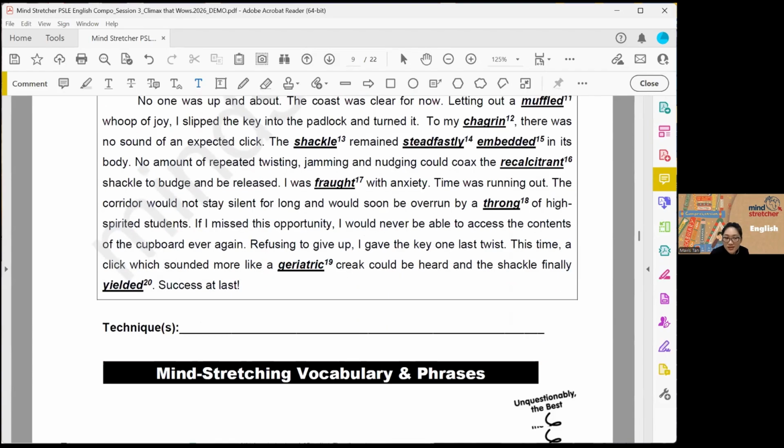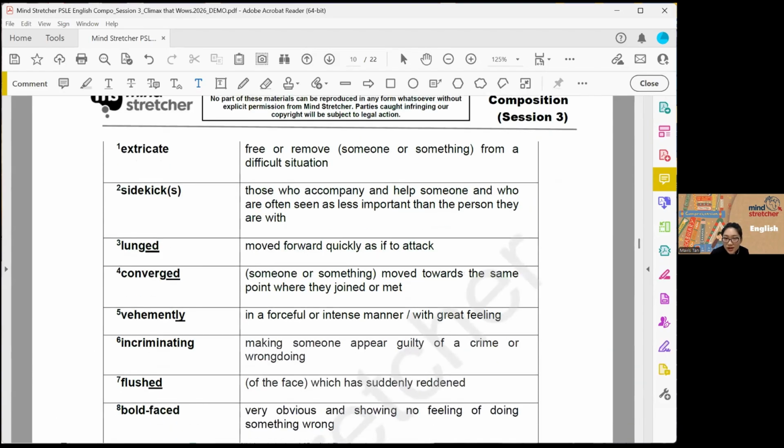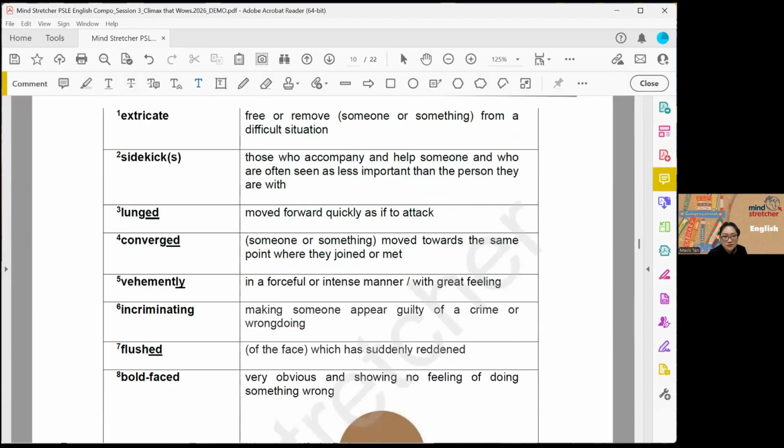The meanings of these words are right here. Okay, Kartika, I can show it to you. Extricate is to remove. Lunged, converge, vehemently. Lunged is used for a sudden movement forward. A sudden movement forward is lunged.